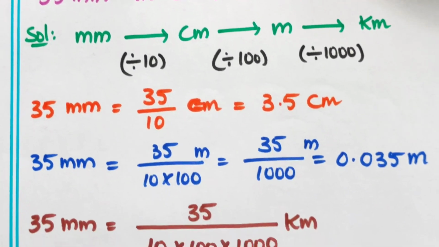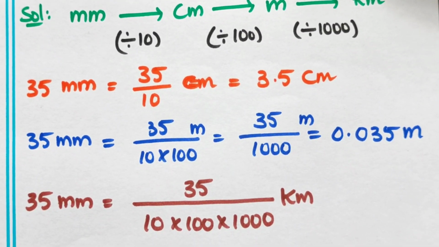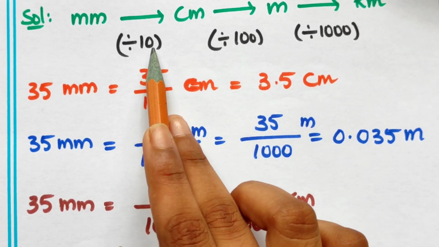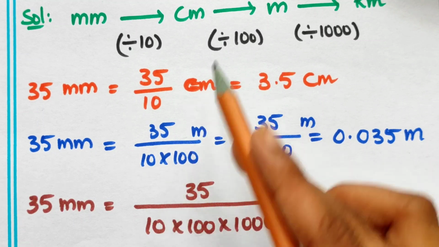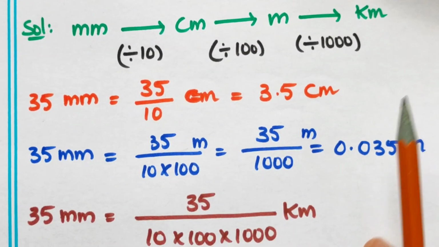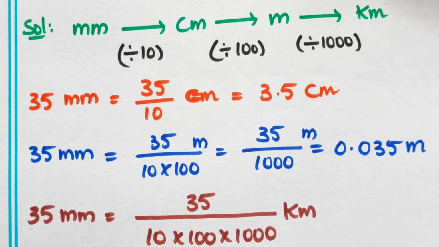Now let us convert 35 millimeter into meter. So 35 millimeter is equal to 35 by this 10 into this 100. Clear? This 10 into this 100. So 35 by 10 into 100.